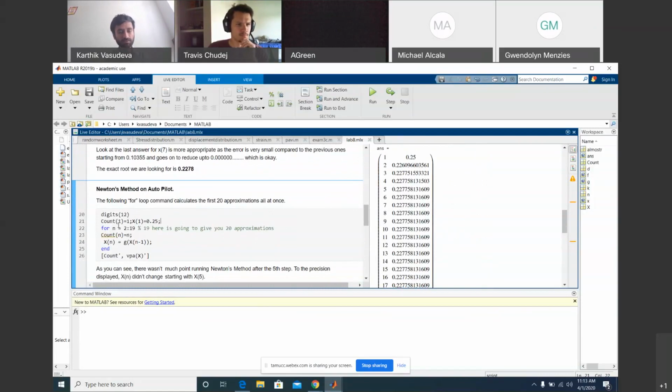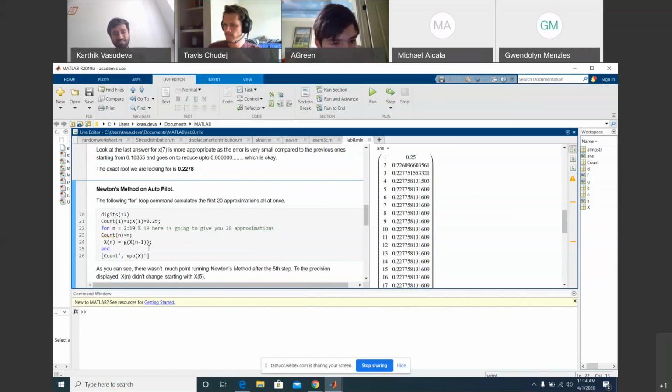And count is actually one after the other. That is why it says count of one is equal to one. Then we start off assuming that x1 is 0.25. Now this is the for loop. The 19 here is going to give you 20 approximations. So imagine if you want 10 approximations, you just have to change it to 9 instead of 19.